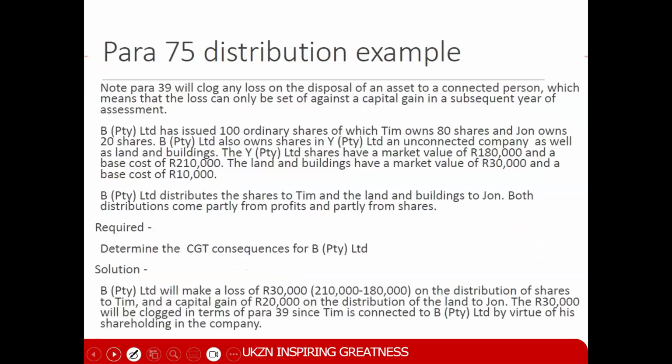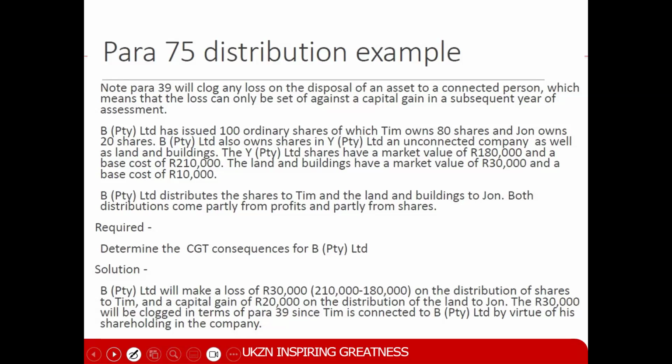Okay. So distribution example, we've got an example here. So we talk about paragraph 39. We lock any loss on the disposal of an asset to a connected person, which means that the loss can only be set off against a capital gain in subsequent years of assessment in that case. So we've got B (Pty) Ltd, which had issued 100 ordinary shares, of which Tim owns 80% and John owns 20%. Okay. These guys also own shares in Y (Pty) Ltd, an unconnected company, as well as land and building.